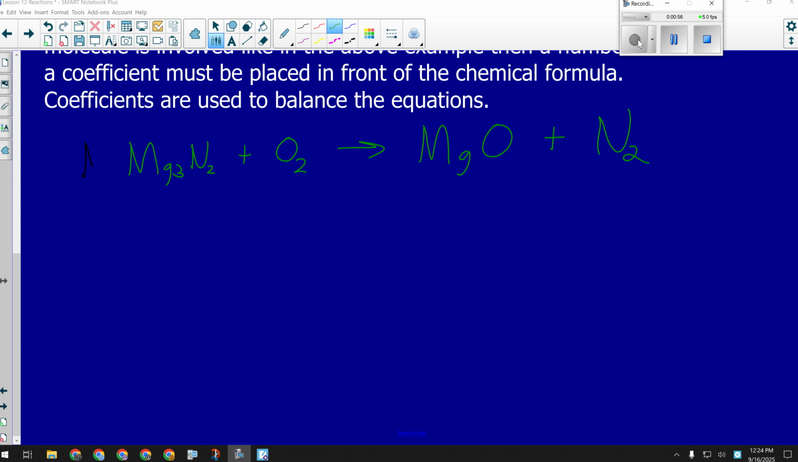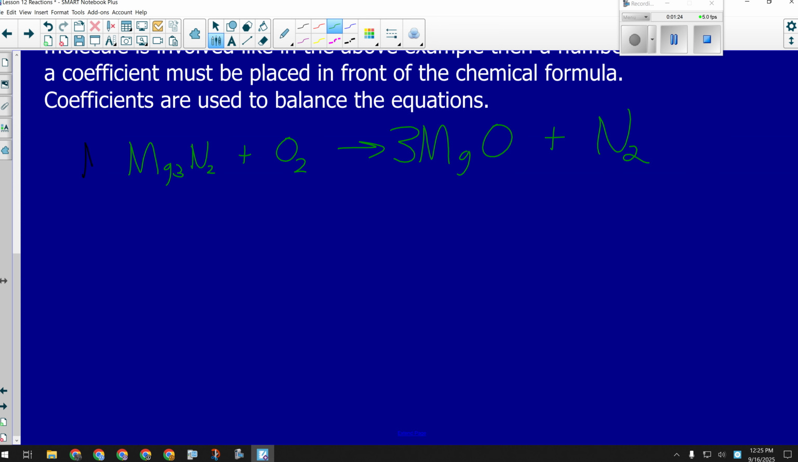So let's start with the balancing. Biggest number is 3, and it's on which element? Magnesium. So on this side I've got 3 magnesiums, so I'm going to go over here and put a 3 there. That's going to present a problem, don't you think? Because now I have an odd number of oxygens on one side and an even number on the other. What would be the lowest common multiple between 3 and 2?